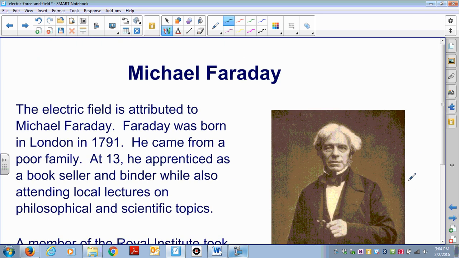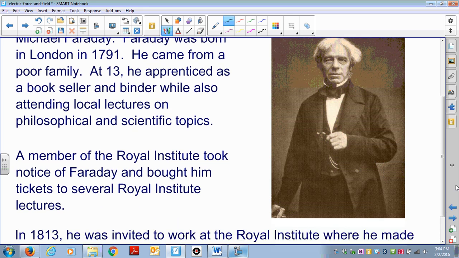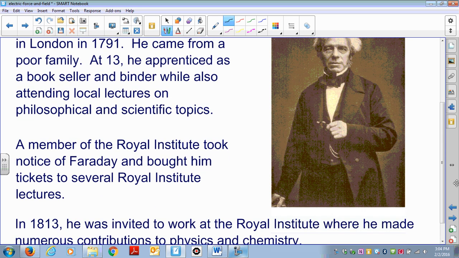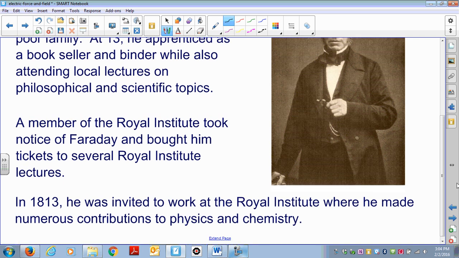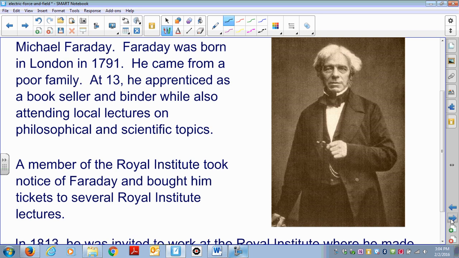The electric field is attributed to Michael Faraday. Faraday was born in London in 1791. He came from a poor family. At 13, he apprenticed as a bookseller and binder, while also attending local lectures on philosophical and scientific topics. A member of the Royal Institute took notice of Faraday and bought him tickets to several Royal Institute lectures. In 1813, he was invited to work at the Royal Institute, where he made numerous contributions to physics and also chemistry.